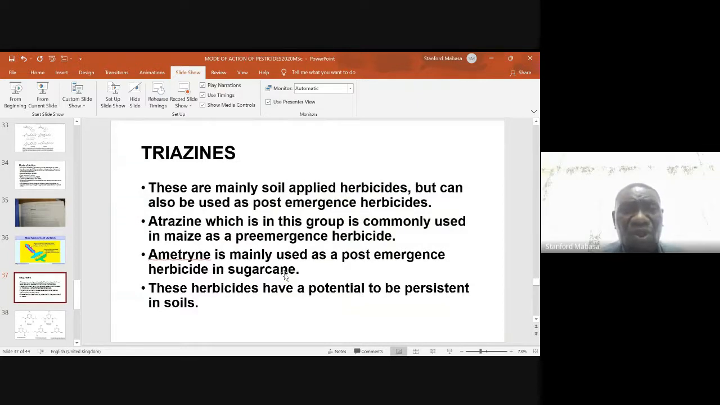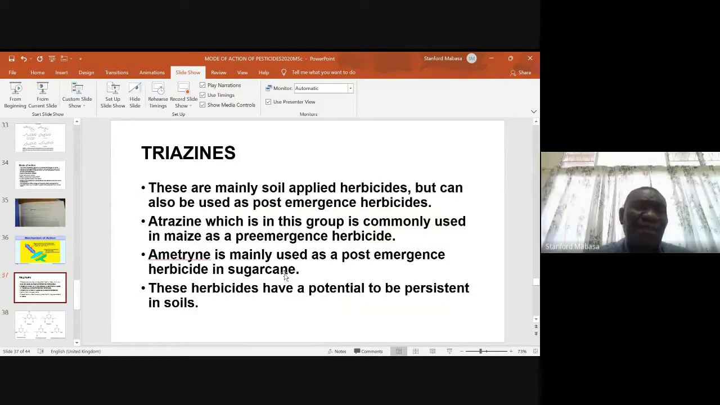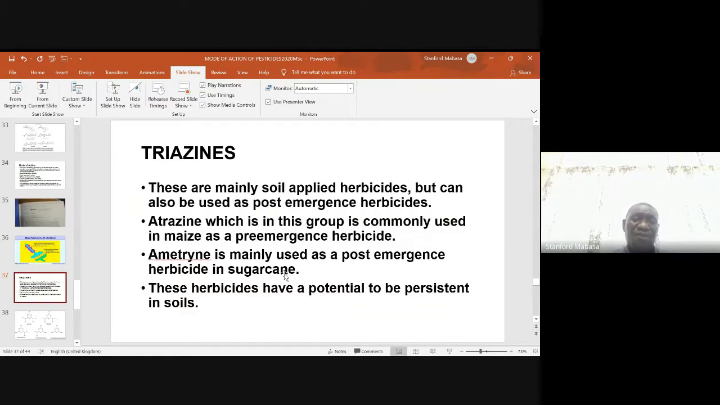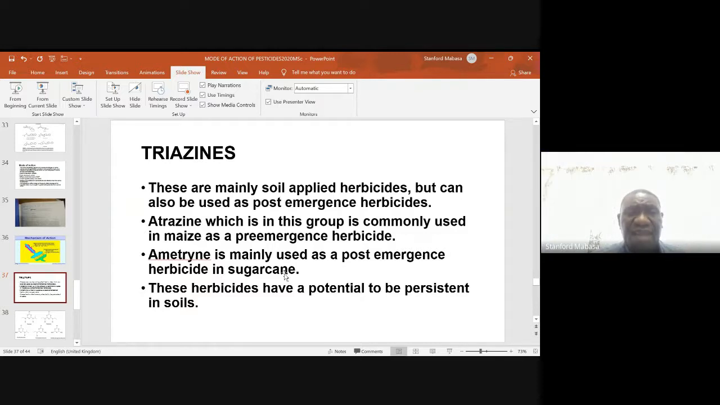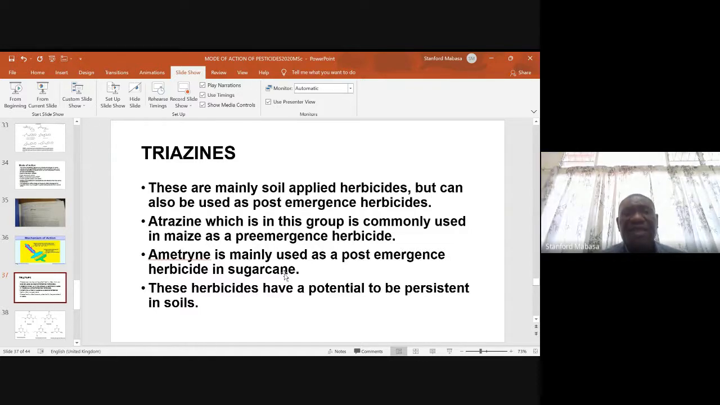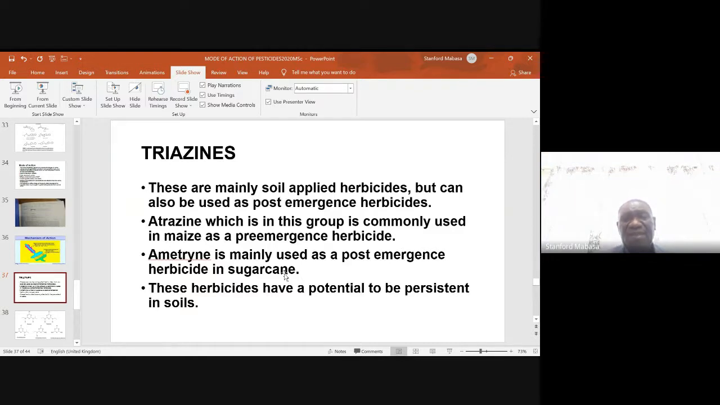Here I'm going to talk about the mode of action of triazines. This is totally a different environment. We are talking of the herbicide which is going to kill the weed. Triazines are mainly applied as soil-applied herbicides, but they can also be used as post-emergence herbicides.